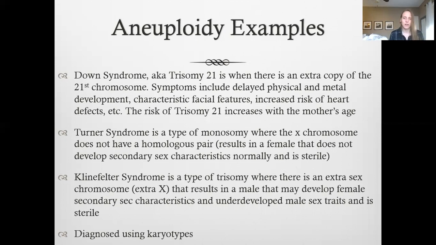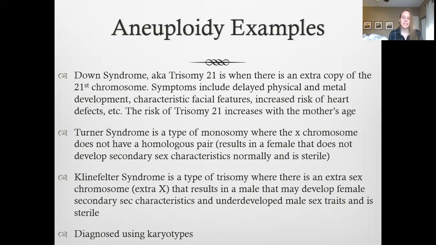Down syndrome is also called trisomy 21. It's when there are 3 copies of the 21st chromosome. The symptoms include delayed physical and mental development. There are characteristic facial features like widespread eyes. There's increased risk of heart defects, that kind of thing. And the risk of having a baby with Down syndrome does increase with the mother's age.